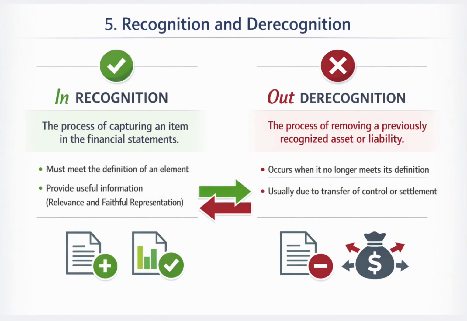5. Recognition and derecognition. Recognition is the process of capturing an item in the financial statements. For recognition to occur, the item must meet the definition of one of the financial statement elements, and its recognition must result in providing useful information, i.e., relevance and faithful representation. Derecognition is the process of removing a previously recognized asset or liability, which occurs when it no longer meets its definition, usually due to the transfer of control over the asset or the settlement of the liability.